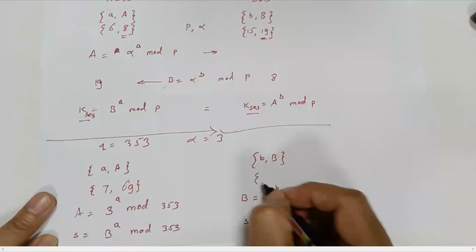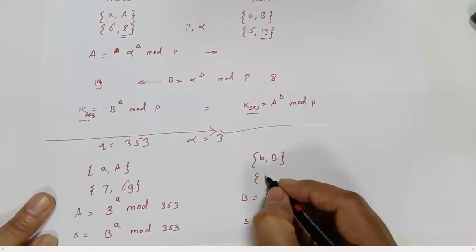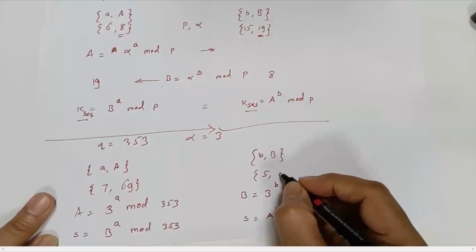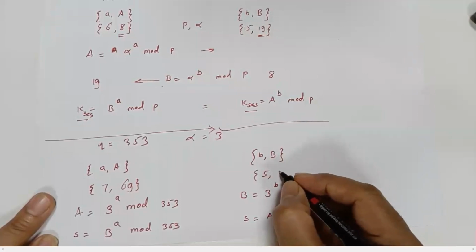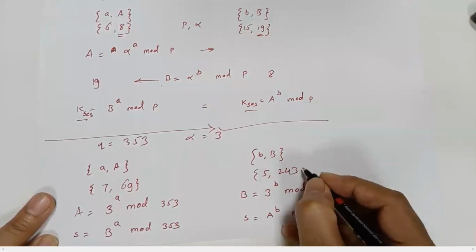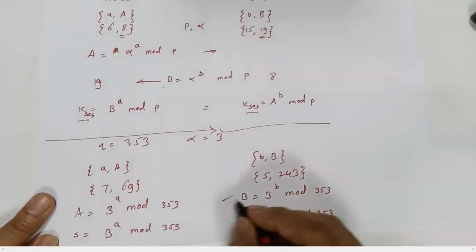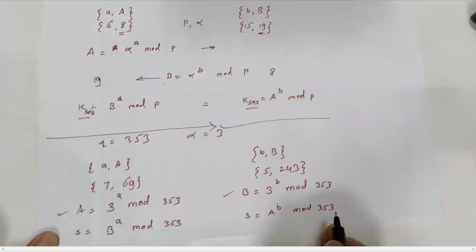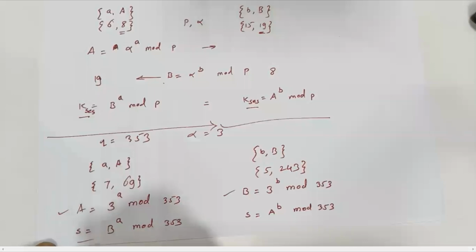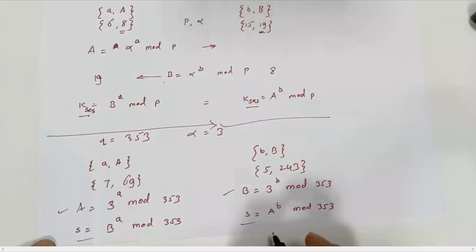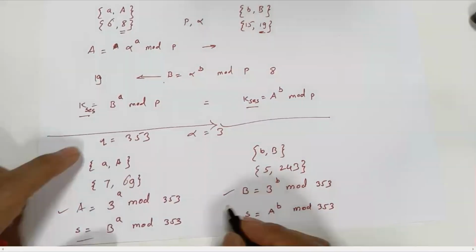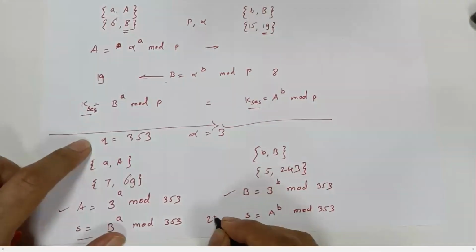And then the private key for Bob is 5. So small b is 5, and capital B is 243. So 243 is calculated. And session key? I'm getting 250. In both cases, you are getting 250.